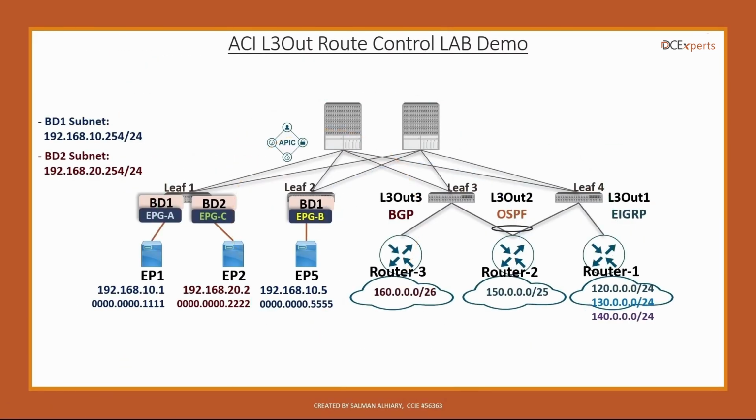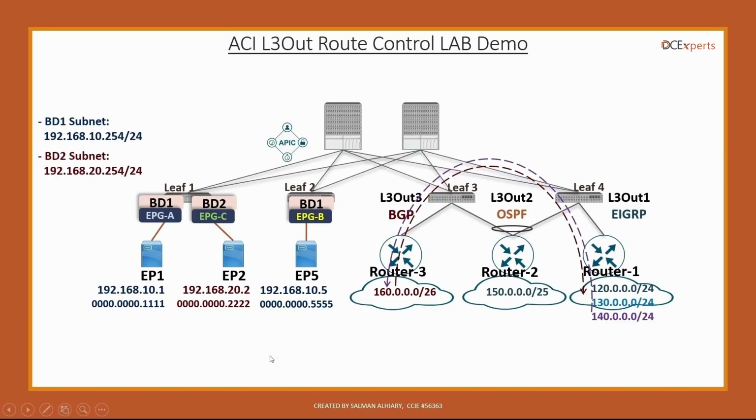Now, you see the 140.0.0.0/24 subnet under router 1. We need to advertise it to router 3 and advertise the 160.0.0.0/26 under router 3 to router 1 through the ACI fabric. This is what we call transit routing, okay? Transit network means traffic comes from one L3 out, goes to another L3 out in the ACI fabric.